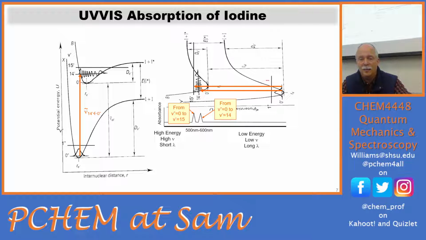But on top of that, if I had an arrow that was, say, right in between, it might be the 1 to 16. We might have one here that is the V double prime equals 1 to V prime equals 16. So it went 14, and then there was a 16, and there was a 15, but that 16 is the 1 to 16 line, and the other two are the 0 to 14 and 0 to 15 lines.